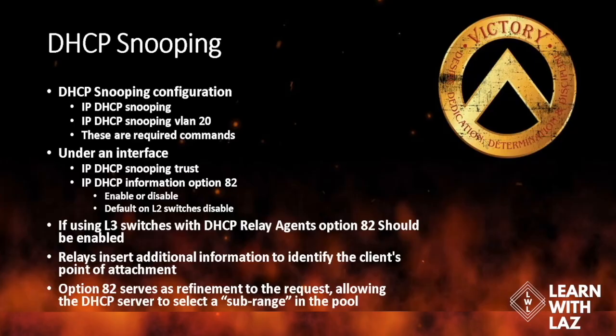All right. So anyway, ip dhcp snooping, you enable it. ip dhcp snooping vlan, this particular VLAN. Those are required commands. And the next command you have to do is to trust a port. Hey, I trust this port. This is where the DHCP server is at. So I trust this port. Okay. And then option 82.